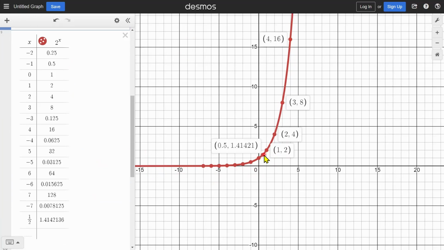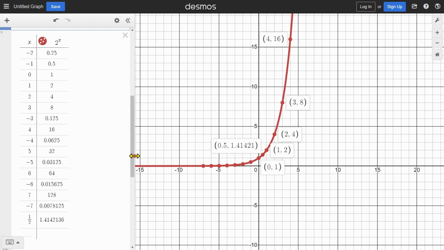And again, if your a is a 1, meaning that you don't have a stretch in front besides a 1, you just have a base to a power, then your y-intercept is going to be (0, 1), unless it's being shifted up or down or left or right.